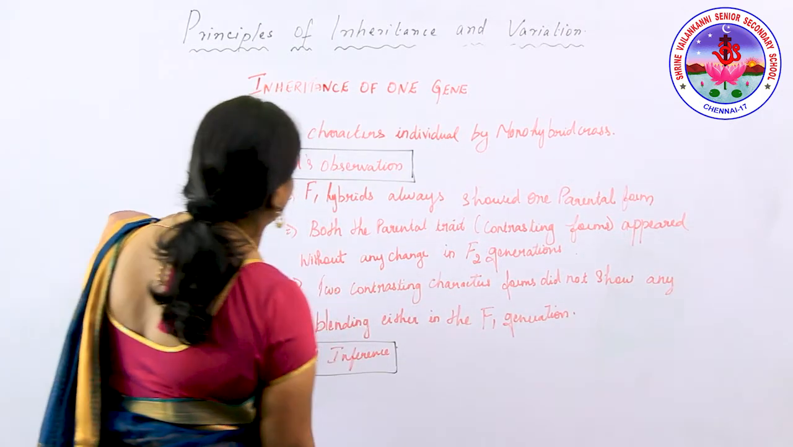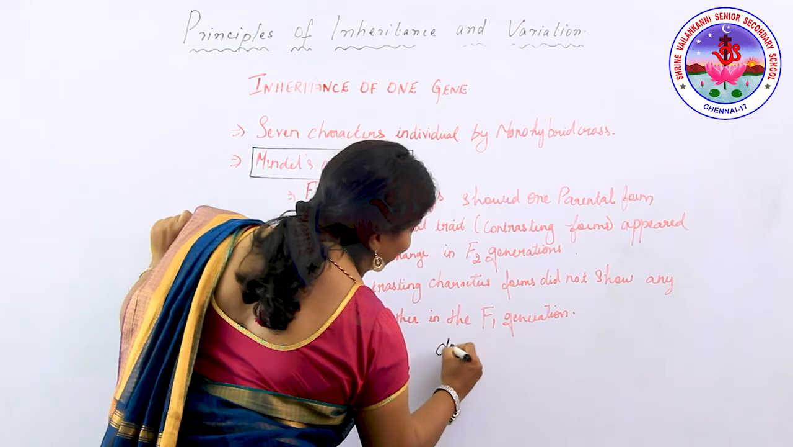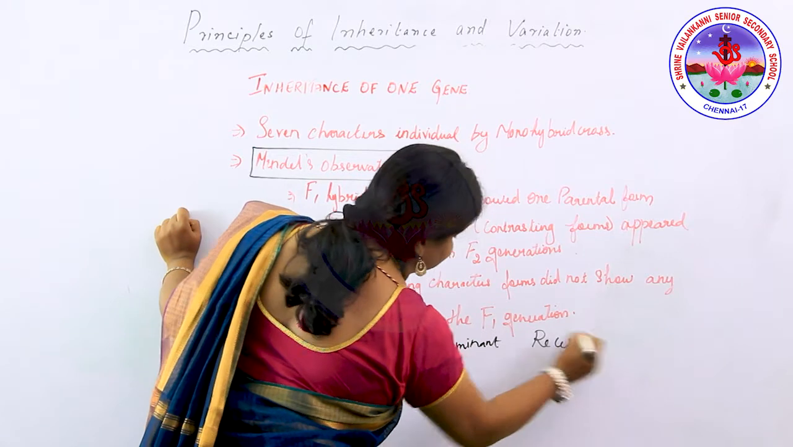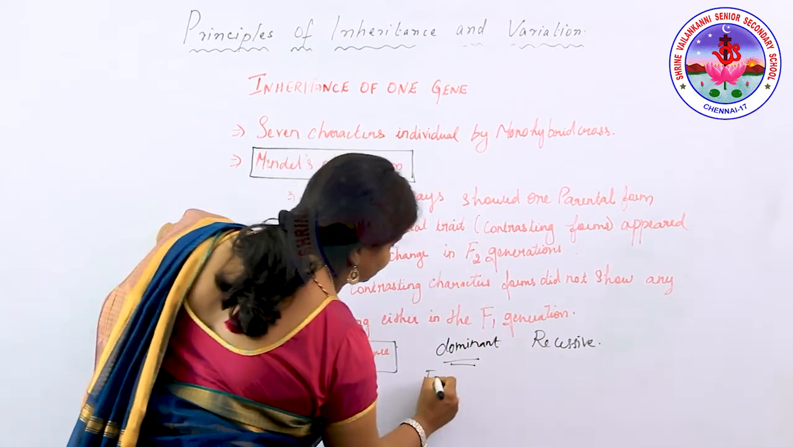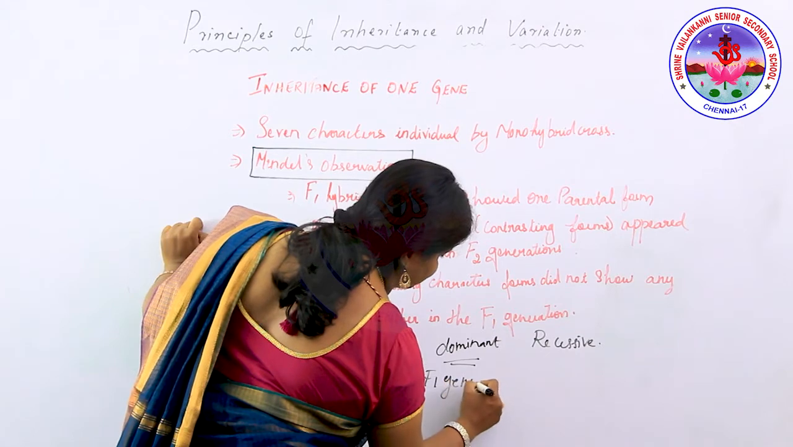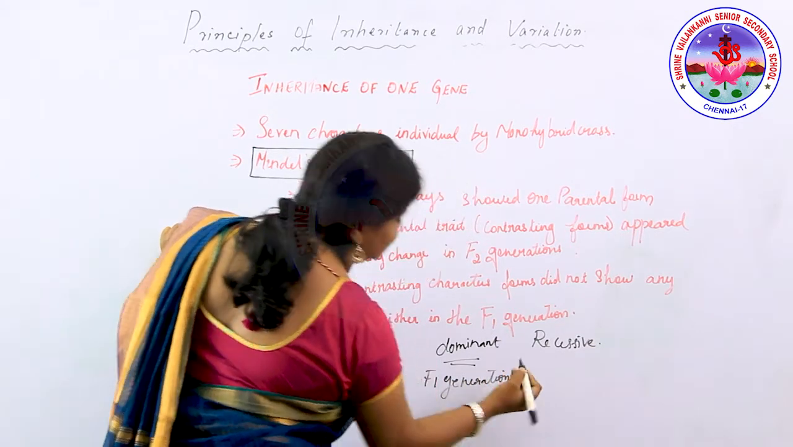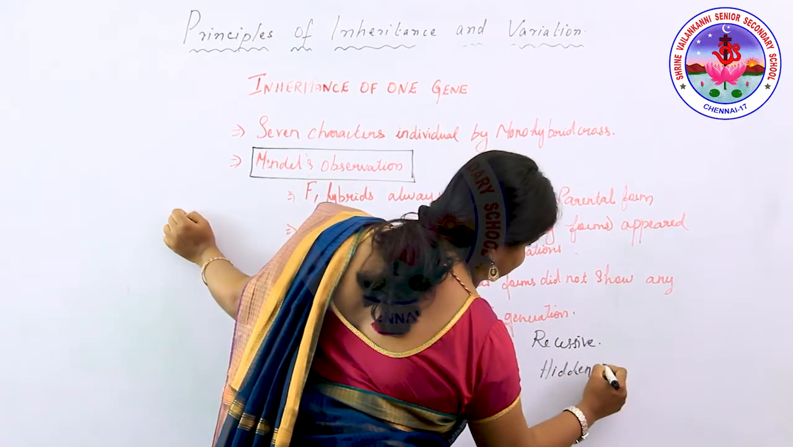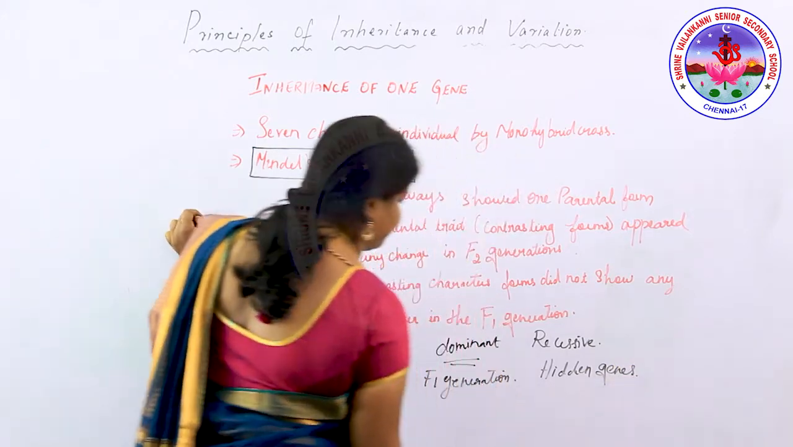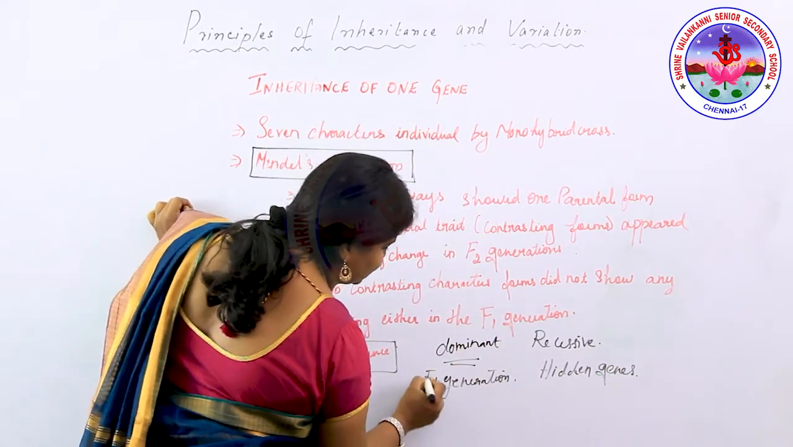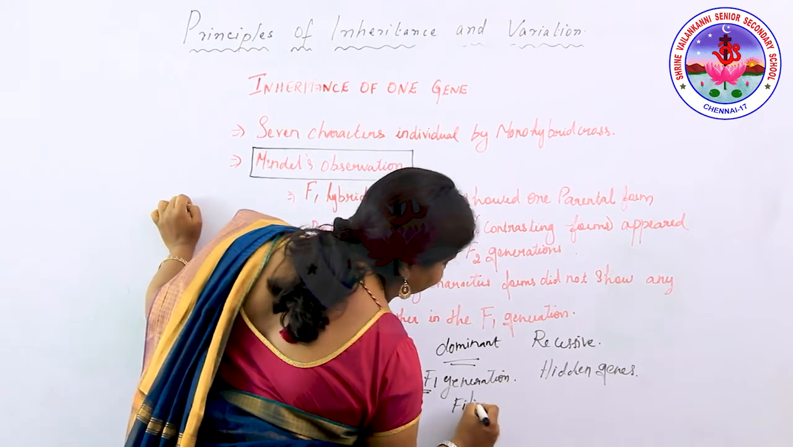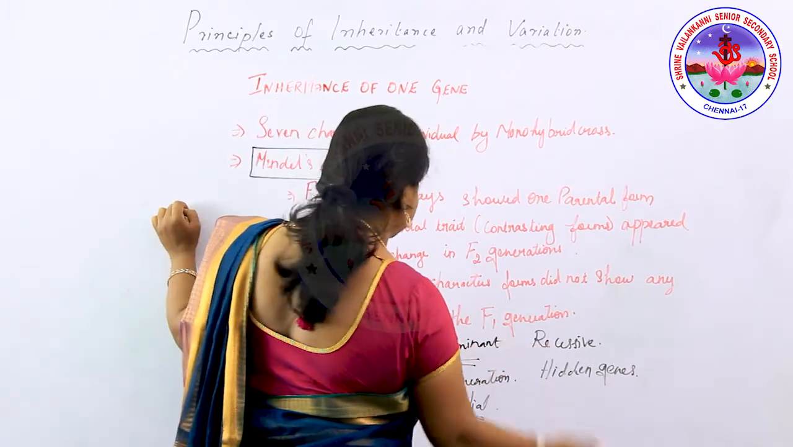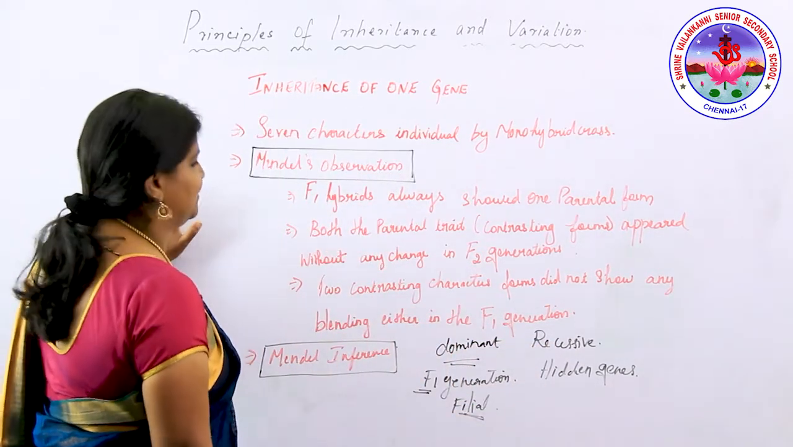Based on this experiment, the first observation is the dominant character, and another is the recessive character. The dominant character will be exhibited in the F1 generation itself, that is, the first generation. The recessive, considered to be the hidden genes, will be exhibited in the second or third generation. What does F refer to? F is nothing but filial generation. This is the indication of dominant and recessive that we discussed in this experiment.